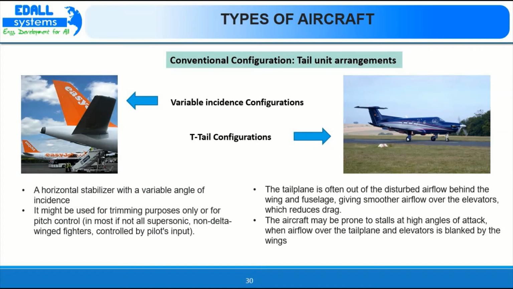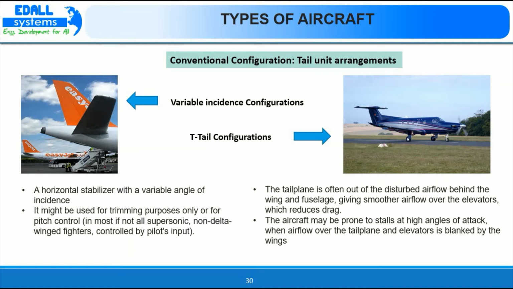In T-tail, we can see that the horizontal stabilizer is placed at the top of the vertical stabilizer. The tail plane is often out of the disturbed airflow behind the wing and fuselage, giving smoother airflow over the elevators, which reduces the drag. So this configuration can be used to reduce the drag.